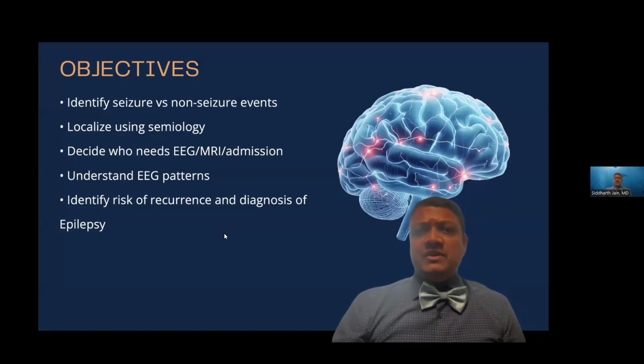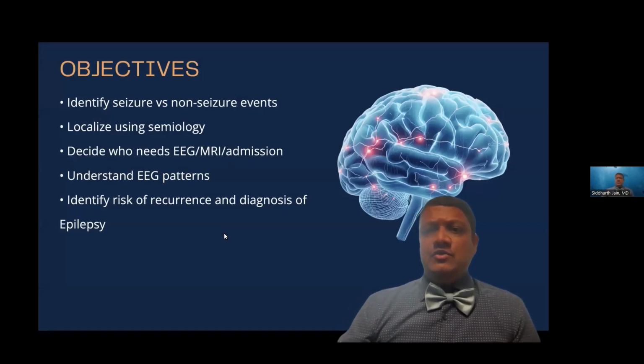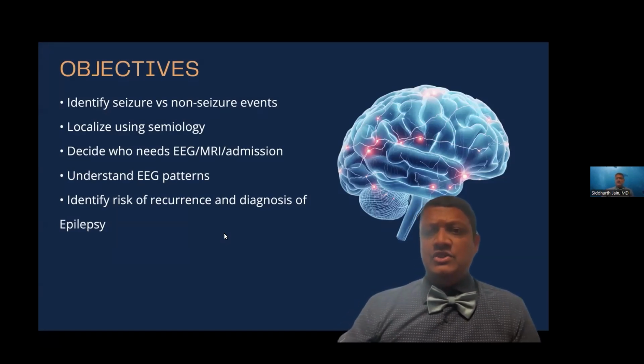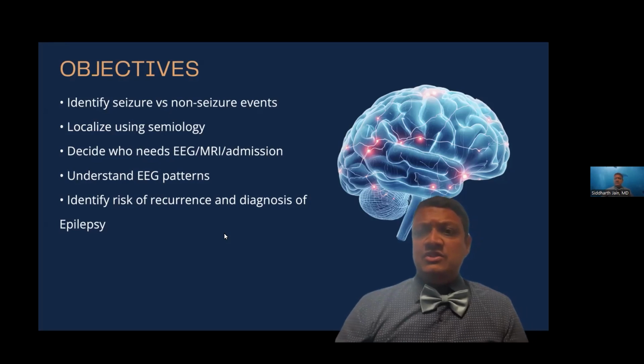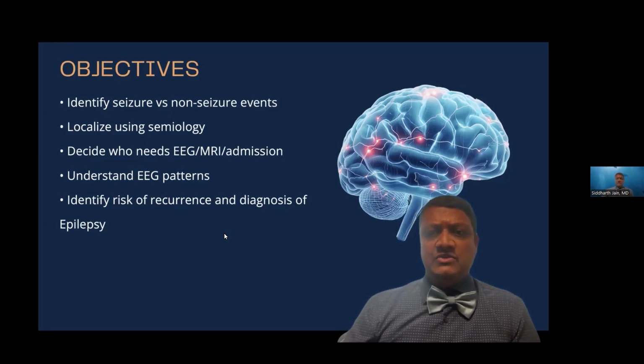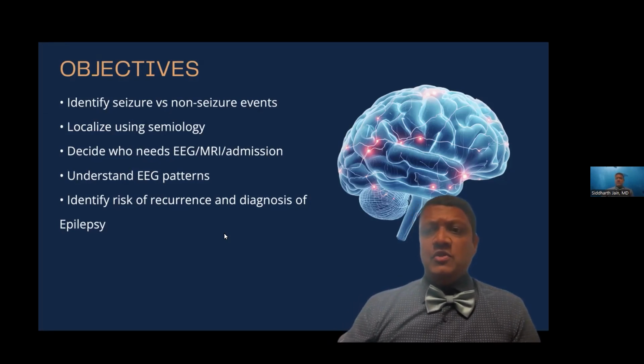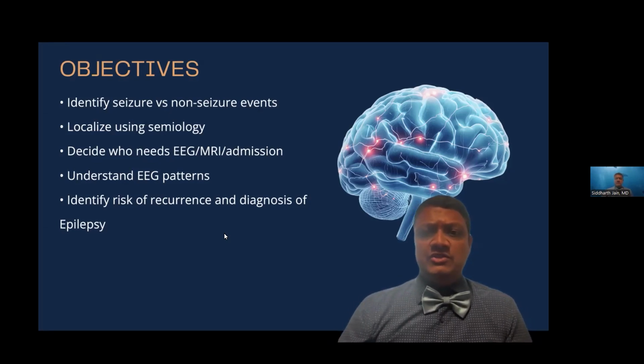The objectives of today's presentation would be first to identify what are seizure and non-seizure related events. The distinction is crucial for accurate diagnosis and treatment. Next, we will discuss the importance of localizing seizures using semiology, which involves observing the clinical features of seizures to determine their origin in the brain. This can guide us in tailoring treatment strategies more effectively.